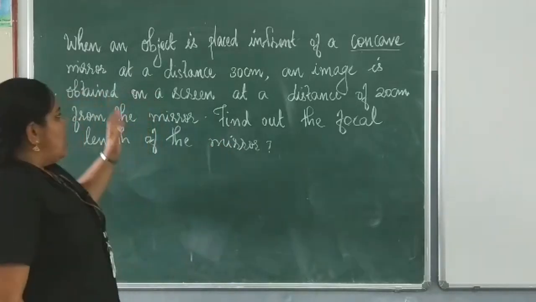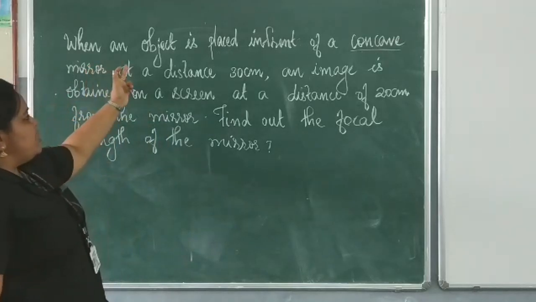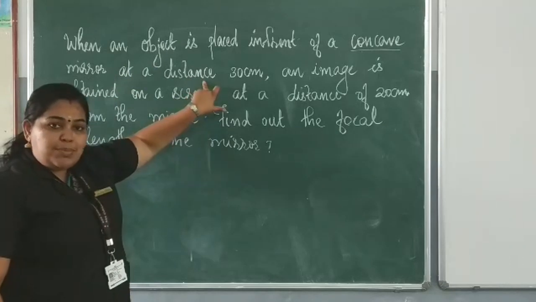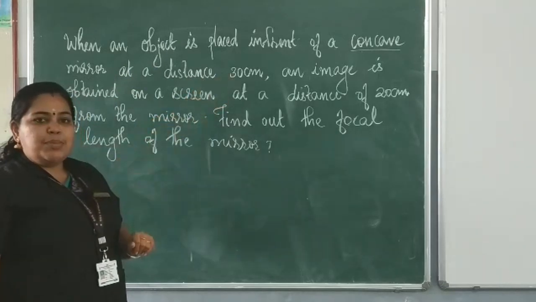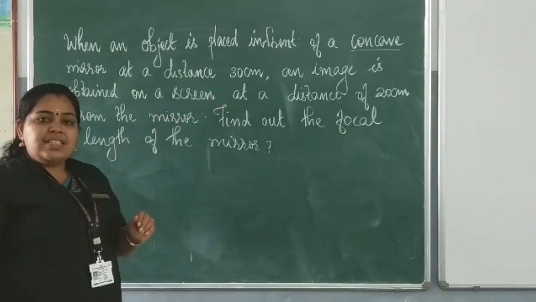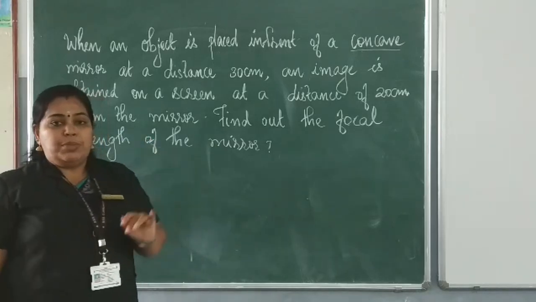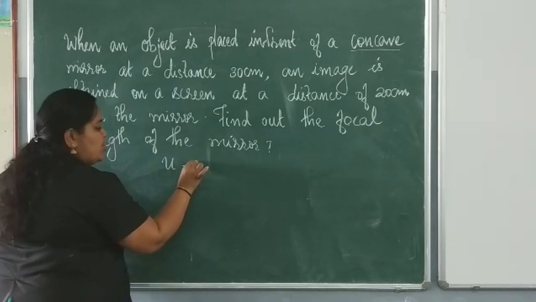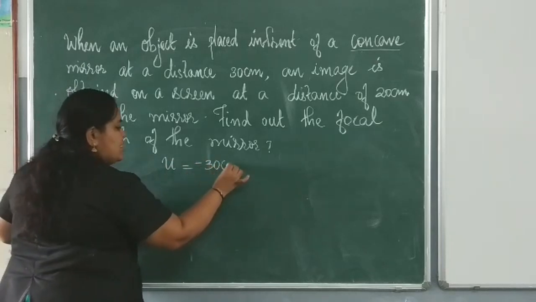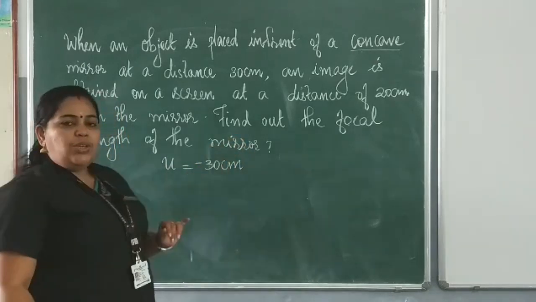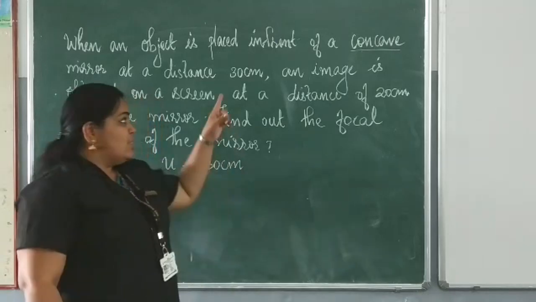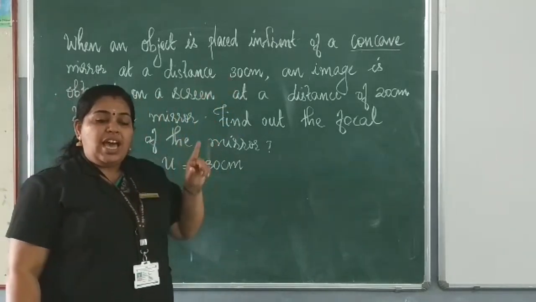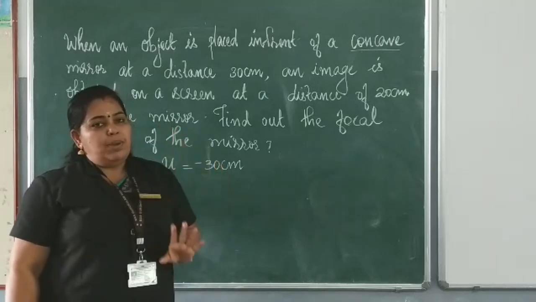Okay, so here, when an object is placed in front of a concave mirror at a distance 30 centimeter, what is this 30 centimeter? It is the distance of the object from the mirror. So you can write it as U. U is equal to minus 30 centimeter. See here, it is given only 30, so while doing the problem, we have to put minus or plus.